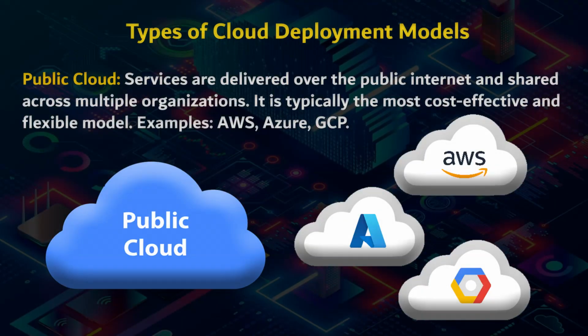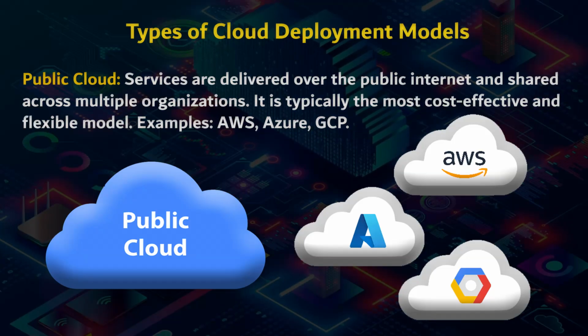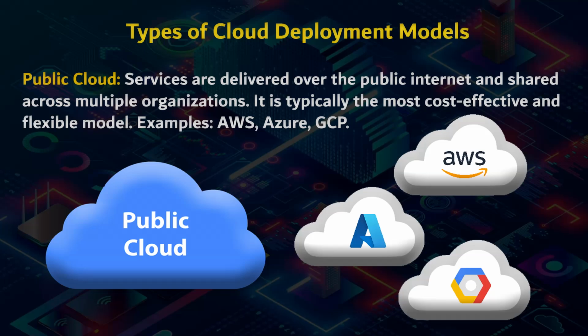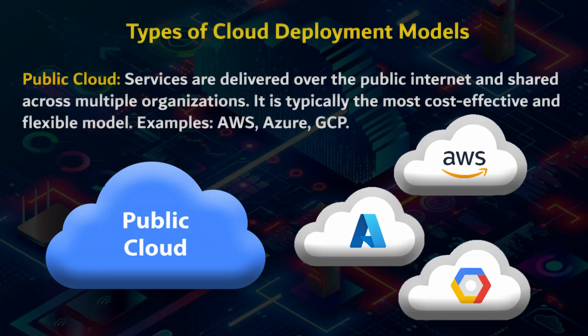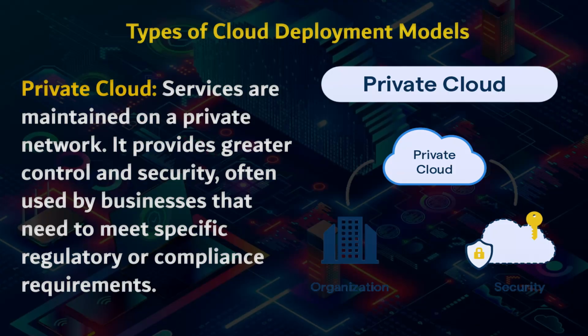Types of cloud deployment models. Public cloud. Services are delivered over the public internet and shared across multiple organizations. It is typically the most cost-effective and flexible model. Examples: AWS, Azure, GCP. Private cloud.